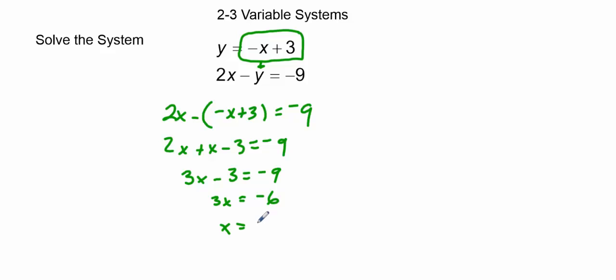And divide. Once we're done, we take the value of x, shove it back in to one of our original problems. It doesn't matter, either one will work. So we have y equals the opposite of negative 2 plus 3, or 5.